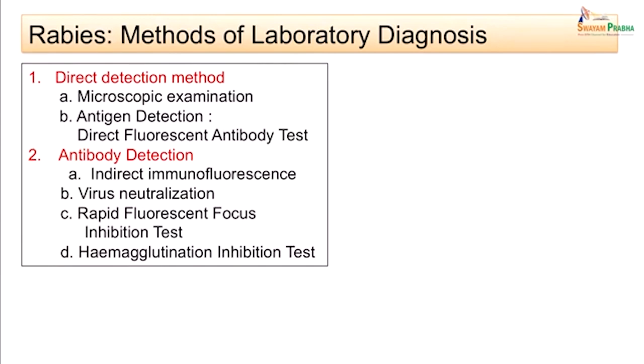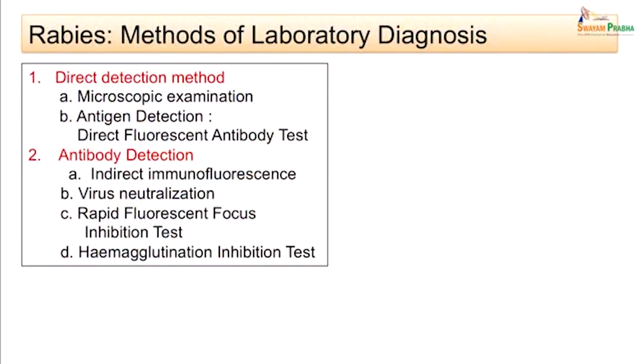So usually the antibodies appear after 7 days of the onset of the symptoms. Now the presence of antibodies in the serum could also be because of the vaccination. So there has to be a high titer of antibodies demonstrated in the CSF. When antibodies are demonstrated in the CSF, that is a 100% indication of the presence of rabies. The antibody detection can be done by various methods like indirect immunofluorescence, virus neutralization test, rapid fluorescent focus inhibition test, which is an in vitro neutralization test done using cell culture, and the last is the hemagglutination inhibition test.